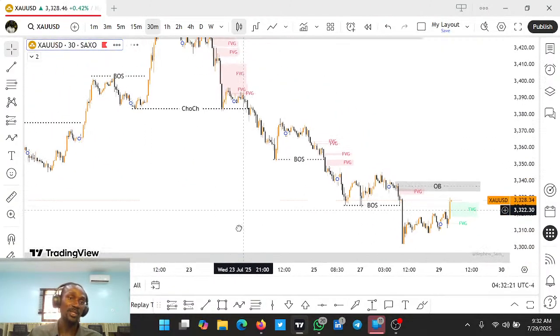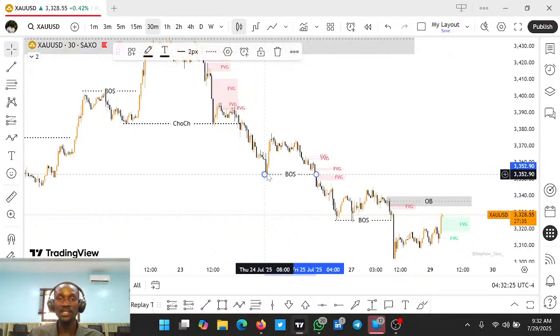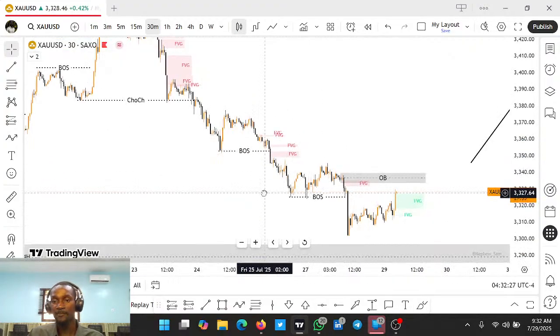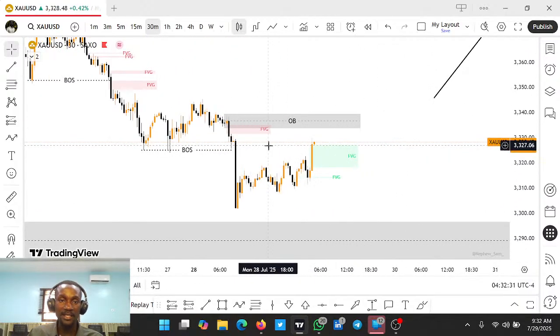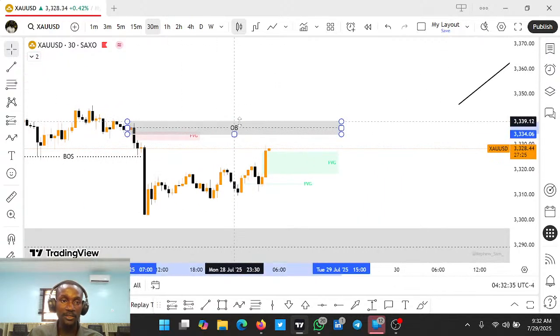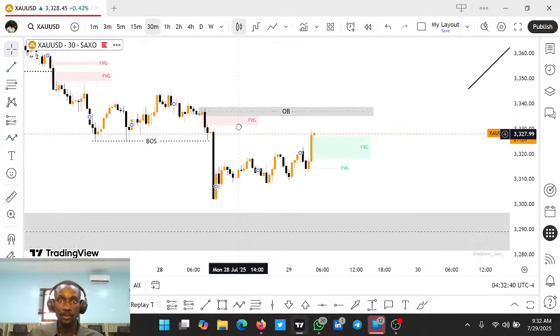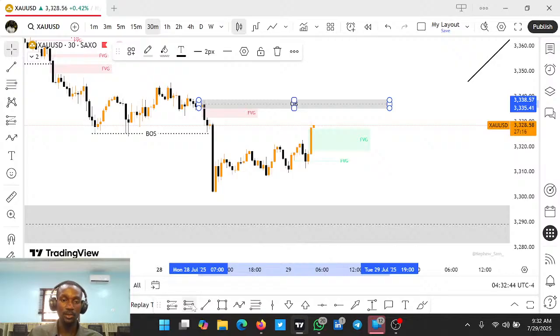It's still the same thing as the 1 hour, right? Still the break of structure to the downside, a temporary downtrend. Now, can we refine that level, that order block? Yes, we can refine it on the 30-minute time frame, right? Now, I'll refine the zone on the 30 minutes. So this is what I'm expecting on gold.